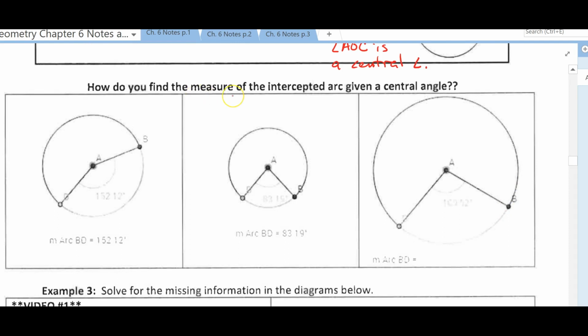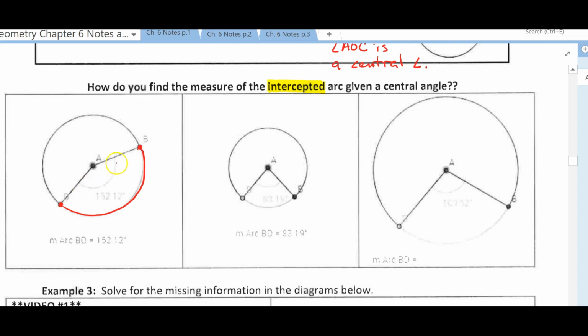we want to find the measure of the intercepted. This is a vocabulary word here, intercepted. This means it intersects it at more than one place. So the arc that's intercepted, it intersects here and here. So this is the arc that we're talking about.